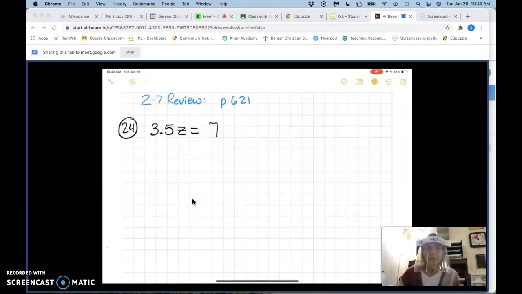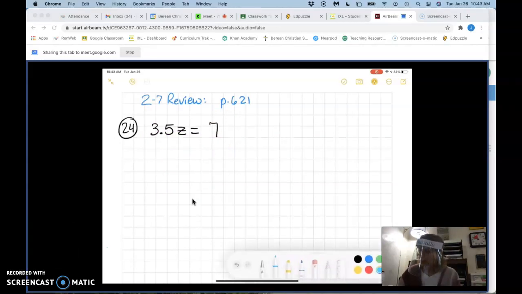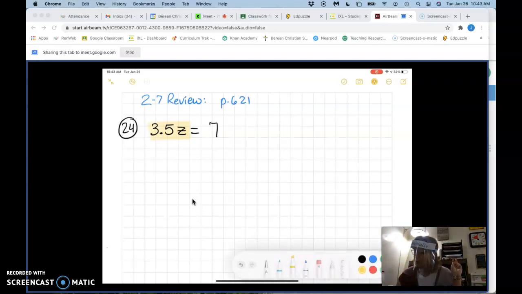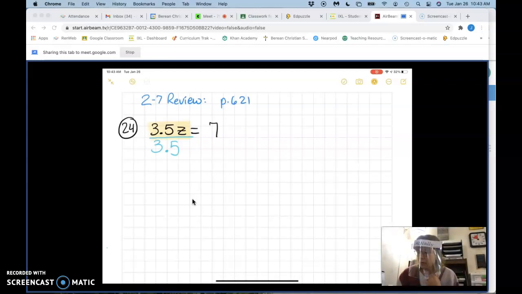Okay, so number 24. We skipped down and we're going to practice 24 now. Look at what is happening to the variable. What does it mean when two things are next to each other? Multiply. So we're going to do the opposite, which is divide. The opposite of multiply is divide by whatever's next to the variable. Whatever I do to one side, you have to do to the other. Yes, awesome. Okay, so I'm just left with a z over here.